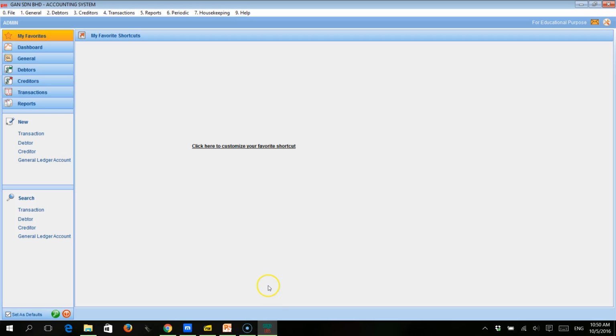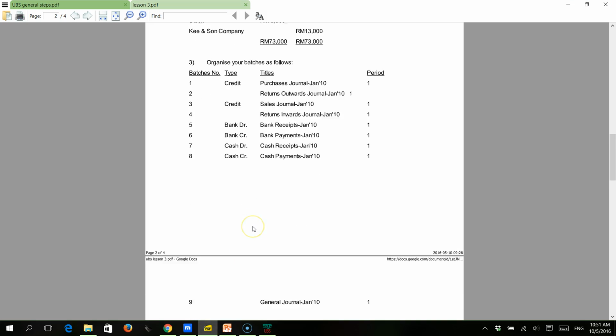Okay, after we have created the batches, before that we have created the chart of accounts and the debtors and creditors subsidiary accounts. Before we start with entering our transactions, we need to enter the opening balances, the balances of our accounts from the previous period. Okay, so we have that in our example here.